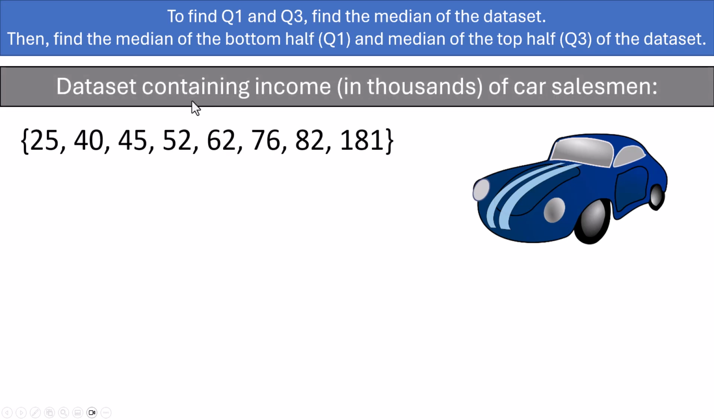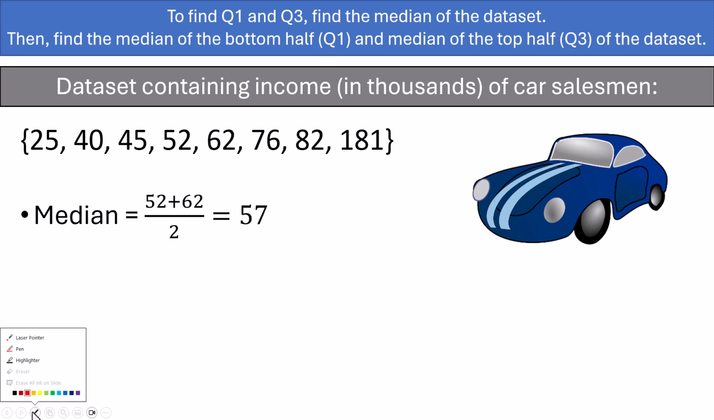Here is a dataset which contains the income in thousands for car salesmen. Since we have 8 observations, which is an even number, the median will be the mean of the 2 middle numbers, which is between 52 and 62, which ends up being 57. Once we found the median, we really have 2 halves of our distribution. We have the bottom half, and we have the top half.